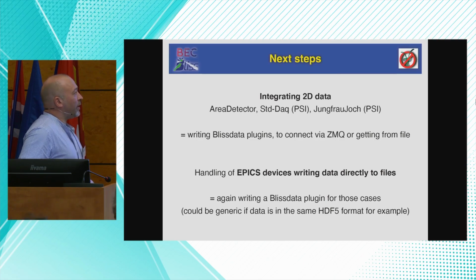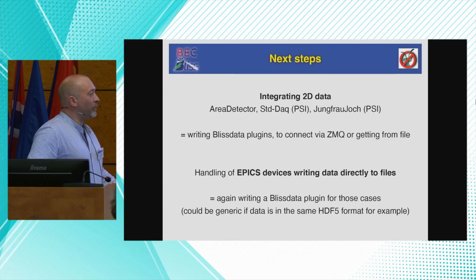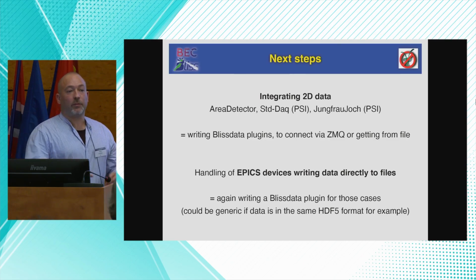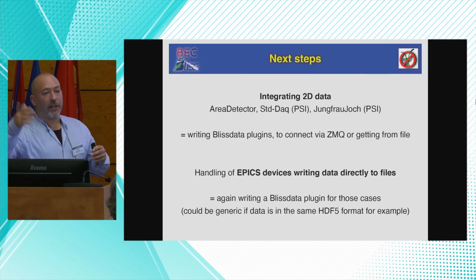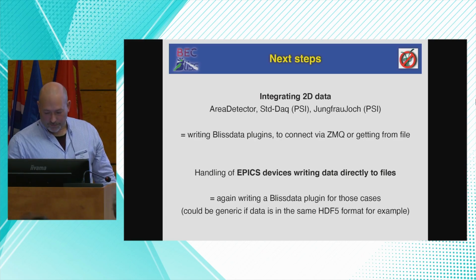And also, there are some EPICS devices that are writing data directly to files. In this case, we can again write a Bliss data plugin, in the hope that maybe it's the same HDF5 format, for example, or it could be another format, and then the plugin deals with that. Because the plugin will receive events which tell where the file is or which device to connect to, and then it will interpret this to bring data for the clients.